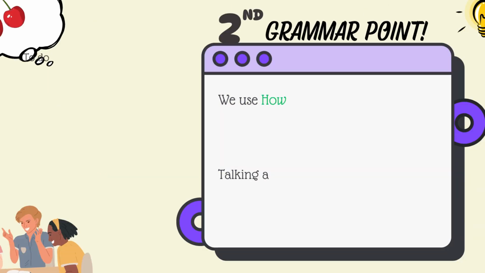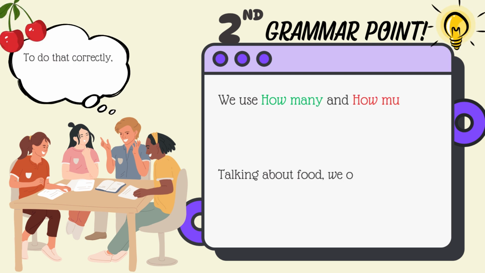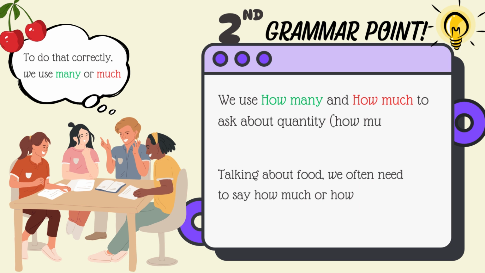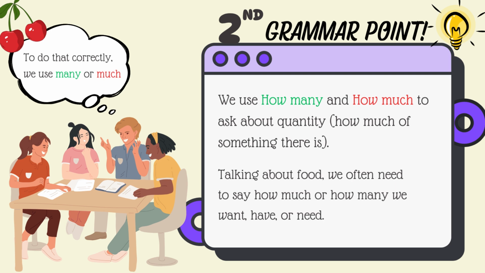Well, to continue with this topic, we have the second grammar point, and it says that we use how many and how much to ask about quantity, how much of something there is. In this case, talking about food, we often need to say how much or how many we want, have, or need. So we know that to do that correctly, we use many or much.